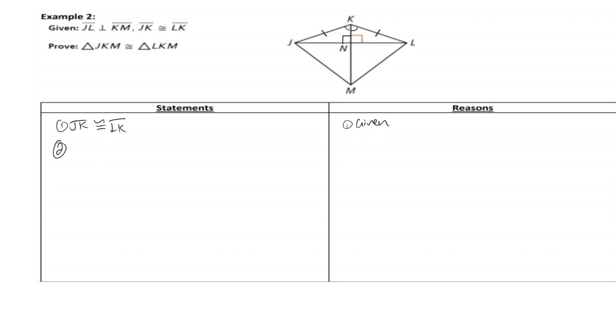Number 2, right? We know that KN is congruent to KN, right? Because they share that same side. So that'd be the reflexive property.